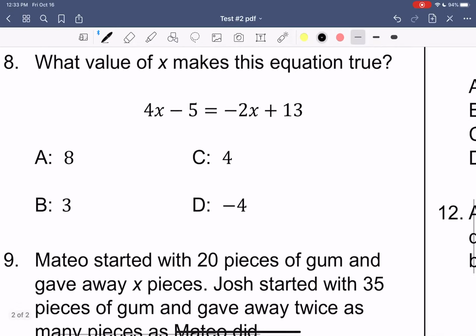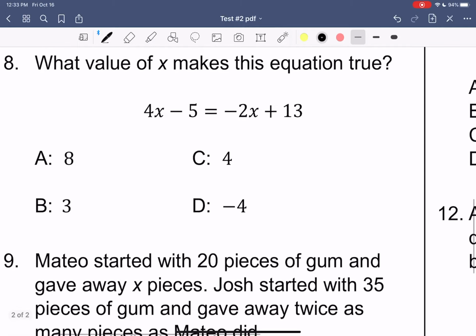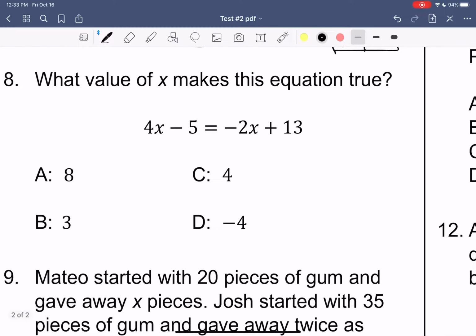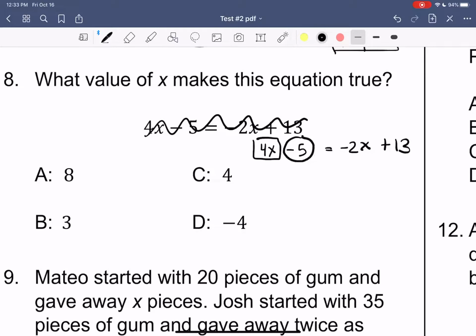All right, going to this one. I'm going to, again, write it off to the side so that I can have place to work it down. So we have 4x minus 5 equals negative 2x plus 13. So again, I just rewrote it so that I could work it out this way. So I'm going to box and circle for my constants. And again, we don't have any like terms, so we're going to have to ask ourselves if we have variables on both sides, and we have a variable here and a variable here.